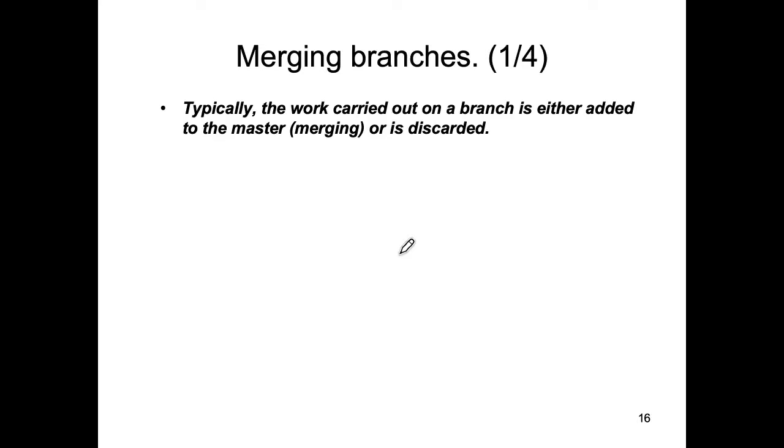And typically what we want to do is to maybe merge the experiment and the master branch back together again. More than likely what we want to do is merge the experiment branch into the master branch. So typically the work carried out on a branch is either added to the master or merged into the master, or possibly you may actually discard the branch entirely. You're not interested in the work that you did on it because it may have just been experimentation.